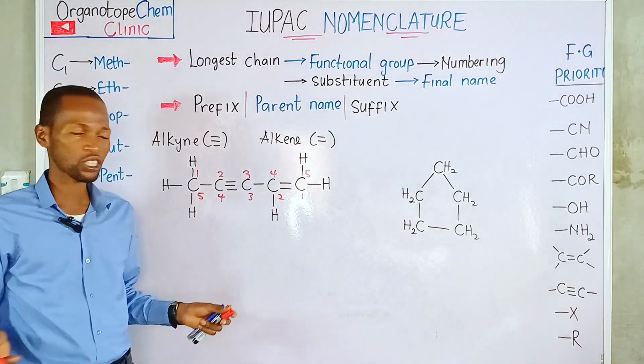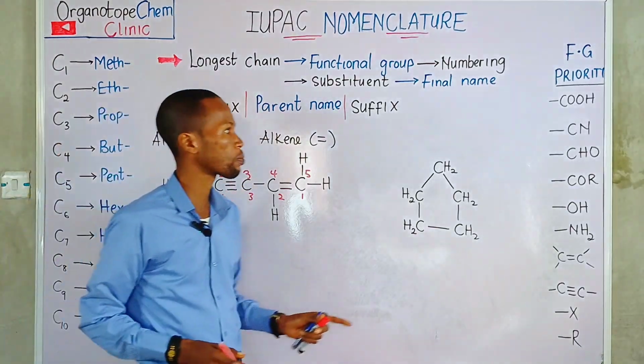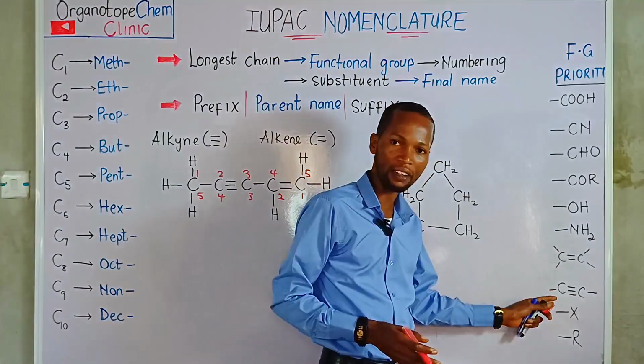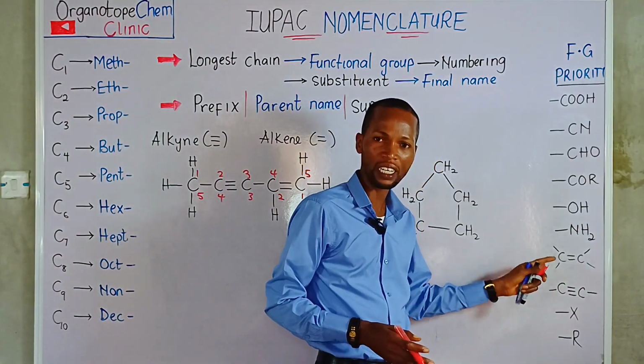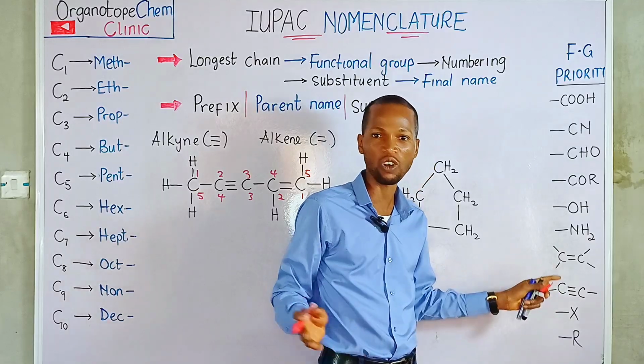Okay, so which of these two functional groups has higher priority? So we come to the priority list right here. We can see the alkene and the alkyne right here. The alkene is above the alkyne, therefore alkene has priority over alkyne.